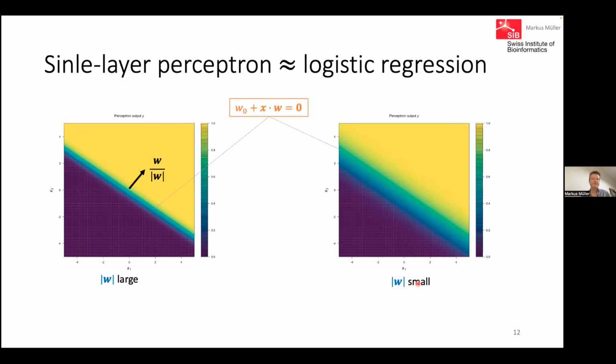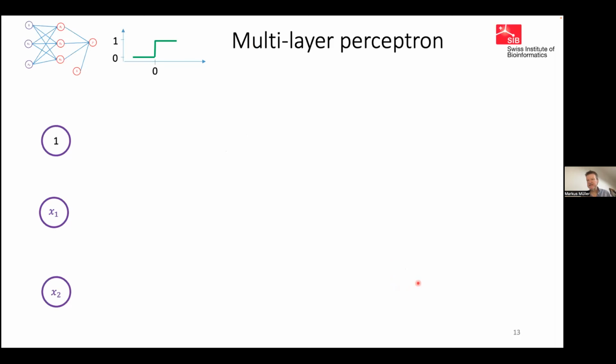Now, with this system, we can only do linear separations between classes. So maybe not particularly interesting. The same thing we can do with logistic regression. It starts getting more interesting if you combine different single layer perceptrons together.